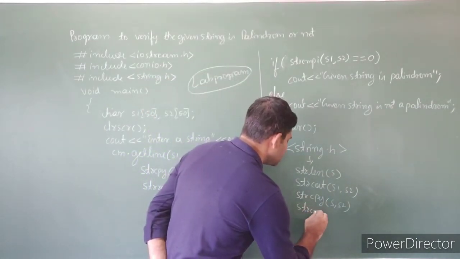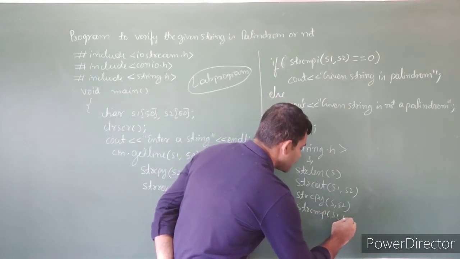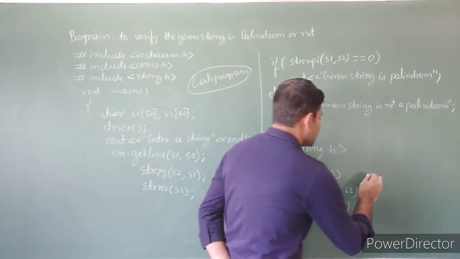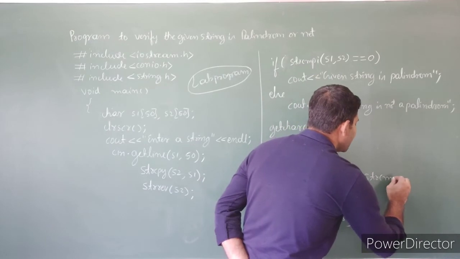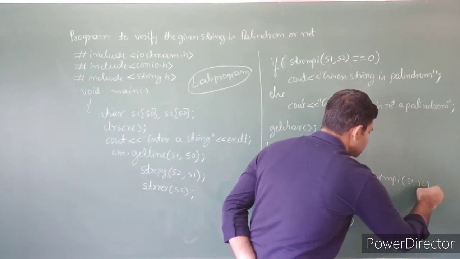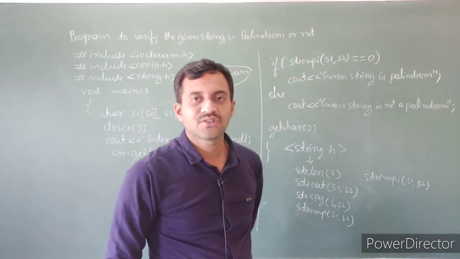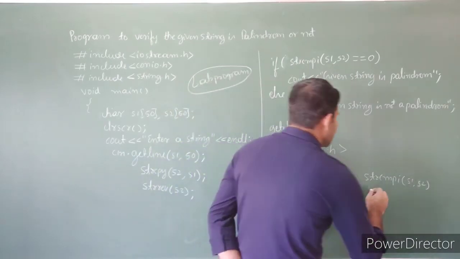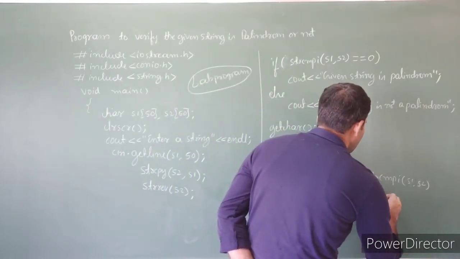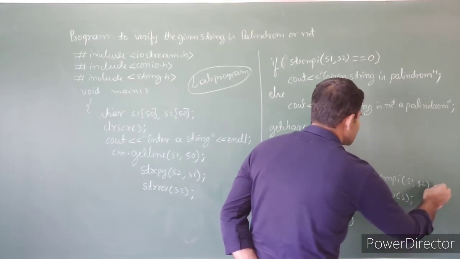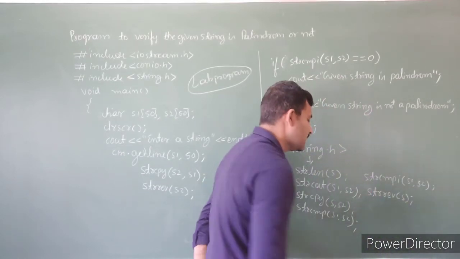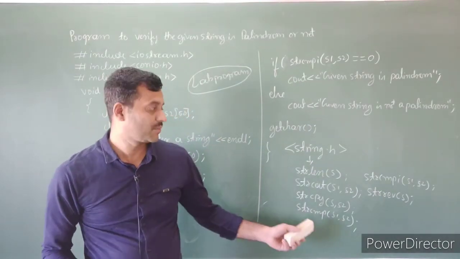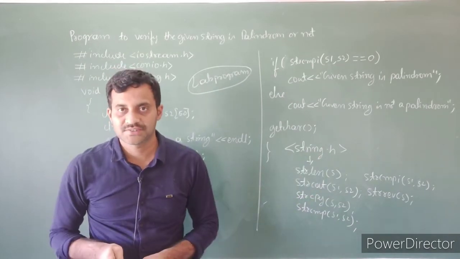Then strcmp of S1 comma S2. strcmp stands for string compare. Next one is strcmpi of S1 comma S2. It is also used to compare without case sensitivity. Then the next one is strrev of S, used to reverse a string. So these are the commonly used string library functions. All of them belong to the header file string.h.